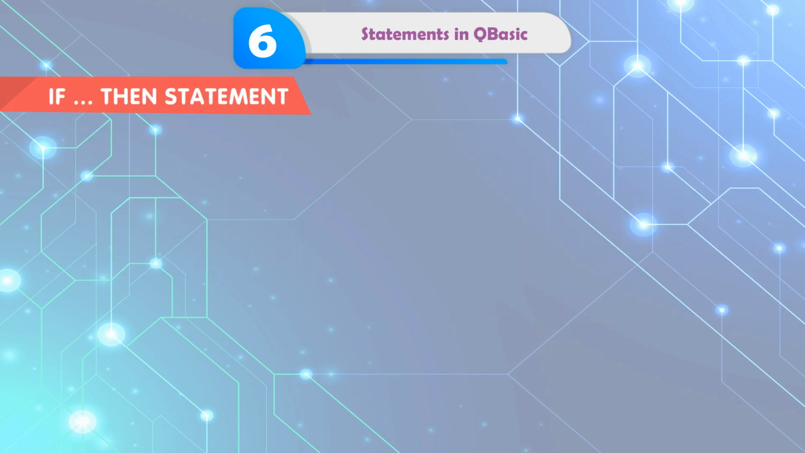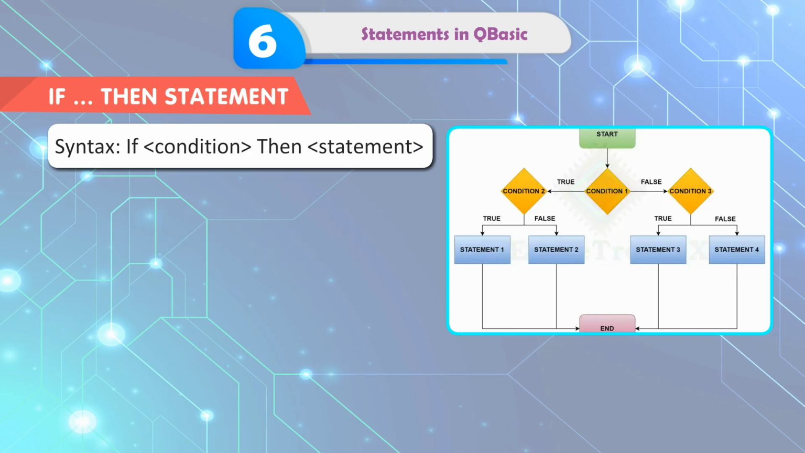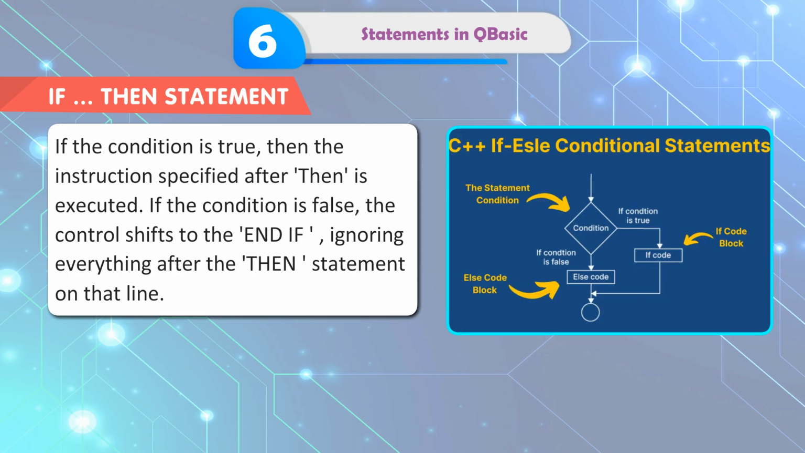IF-THEN statement. This statement is used for making decisions based on the result of comparisons. The control flows according to the given condition. Syntax: IF condition THEN statement. If the condition is true, then the instruction specified after THEN is executed. If the condition is false, the control shifts to the END IF, ignoring everything after the THEN statement on that line.